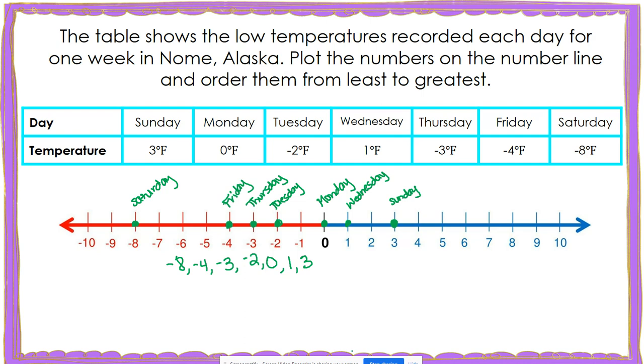Because this is talking about temperature, I know that the smaller my temperatures are, the colder it is. So that means that -8 is my coldest temperature, which happened on Saturday. So Saturday would have been my coldest day. Since +3 was my greatest value, +3 would represent my warmest day, which is Sunday. So Sunday would have been the warmest day.